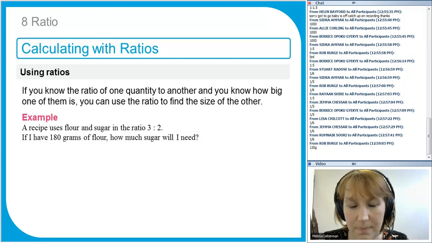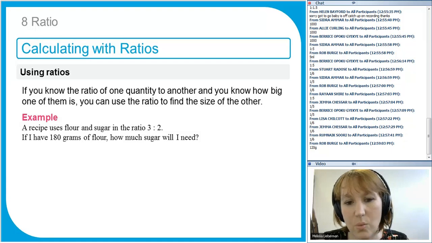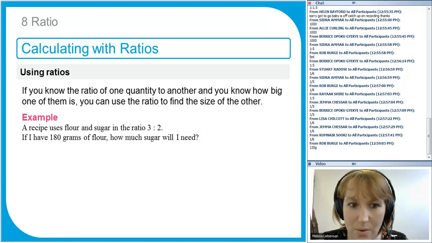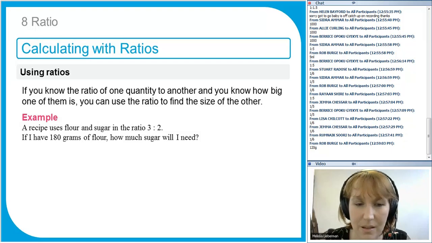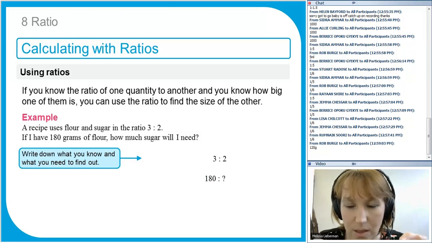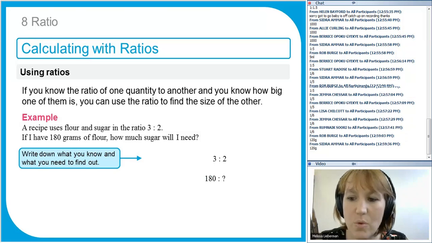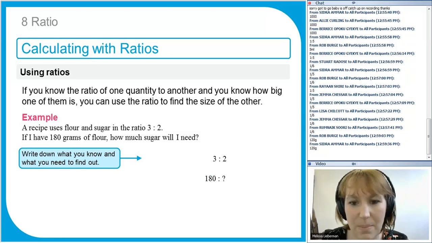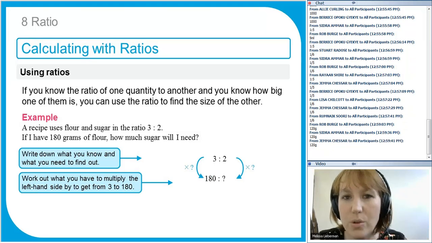So what do we do here? What we need to do is find out how much we've multiplied the 3 by to get 180. In other words, 180 divided by 3, and that will give us that number. And then we need to multiply the 2 by the same amount. So it's just like scaling to make an equivalent ratio. So what I would do is start by writing the 3 to 2 at the top. And then underneath we've got 180 to the number that I'm trying to find. And then what I need to ask myself is, what have I multiplied 3 by to get 180? In other words, what's 180 divided by 3?